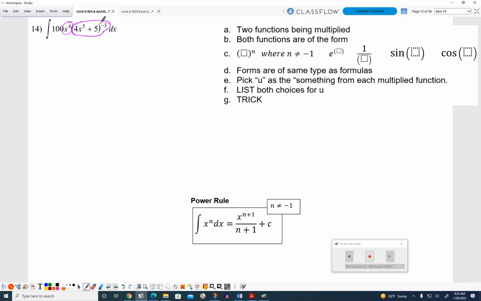So what's the other choice of u? Hands up. What's the other choice of u, Riley? 4x to the 3rd plus 5. Who agrees? Riley, what's the derivative of our choice of u? 20x. Careful. Oh, 20x to the 4th. There we go. So that's a match.